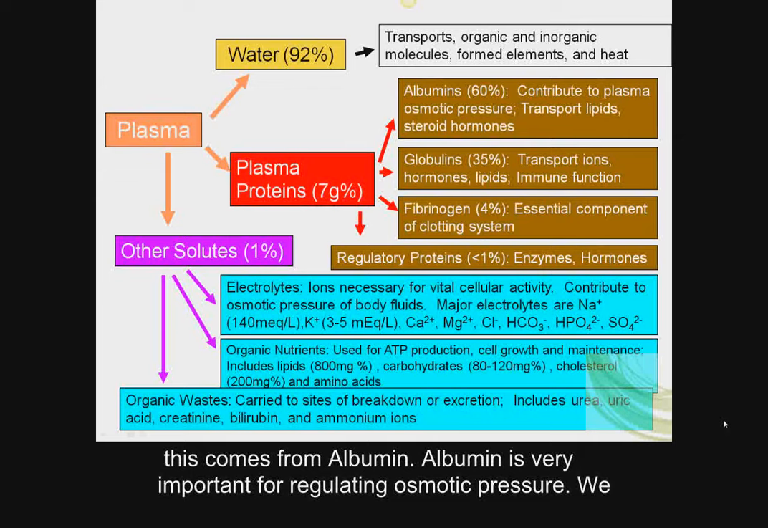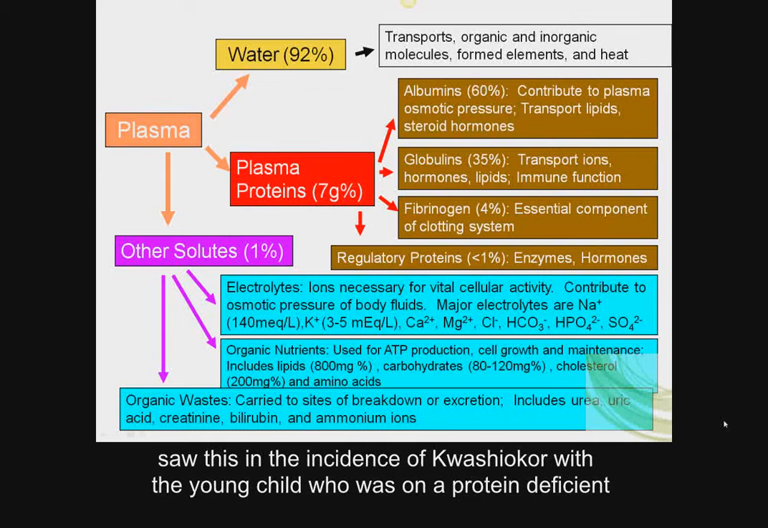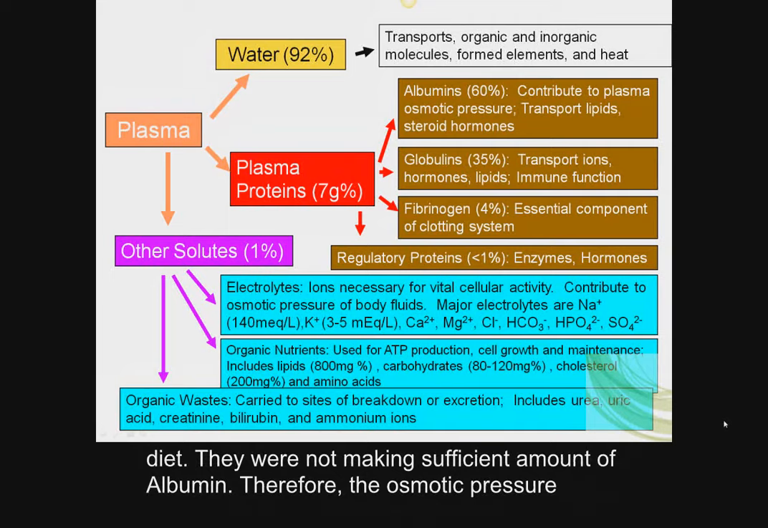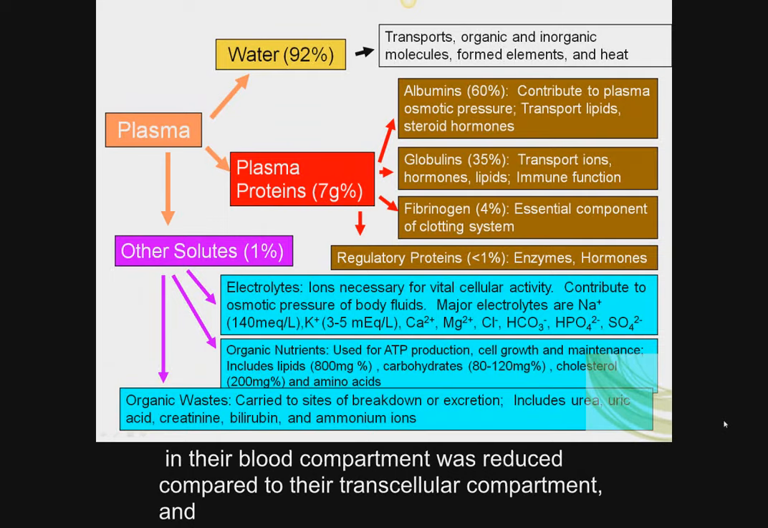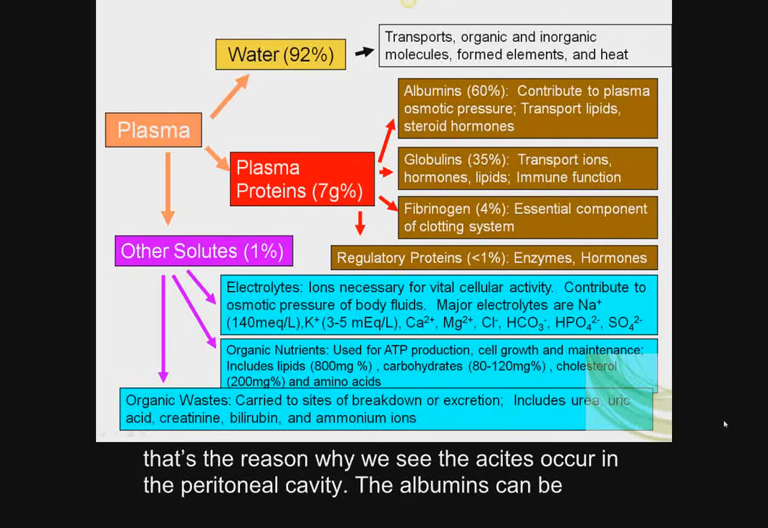Albumin is very important for regulating osmotic pressure. We saw this with the example of kwashiorkor, with a young child who was on a low protein or protein deficient diet. That child was not making a sufficient amount of albumin, and therefore the osmotic pressure in her blood compartment was reduced compared to her transcellular compartment. And that's the reason why we saw the ascites in the peritoneal cavity.